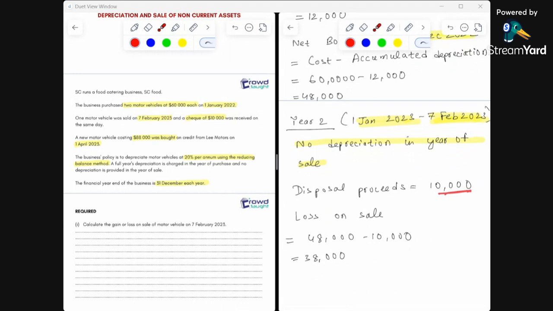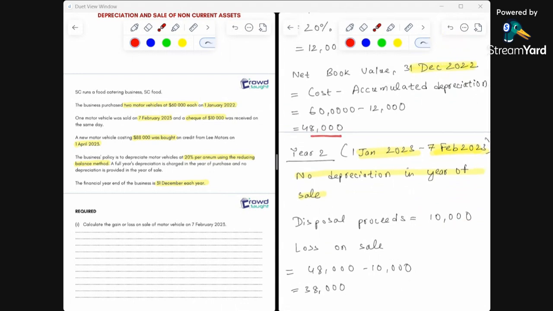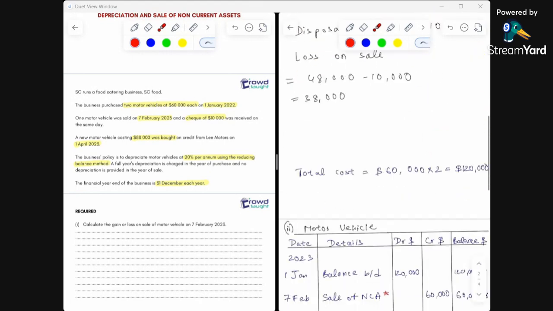And we know that during disposal, the net book value that we still had left within this non-current asset, or the economic benefits that was still available for consumption, was $48,000. So we had $48,000 worth of value remaining in this asset, but we ended up selling this asset for $10,000, which means we have sold this asset significantly less than what it was worth. All right. So we understand that we have made a loss, and the loss on the sale is simply the difference between the net book value and the disposal proceeds. So 48,000 minus 10,000, which gives us $38,000 as the loss on sale of the motor vehicle on 7 February 2023. Okay. Now, we can move to the second part of the question.